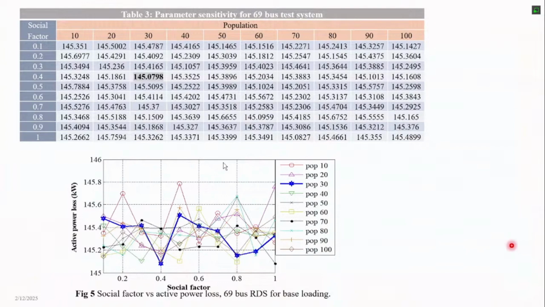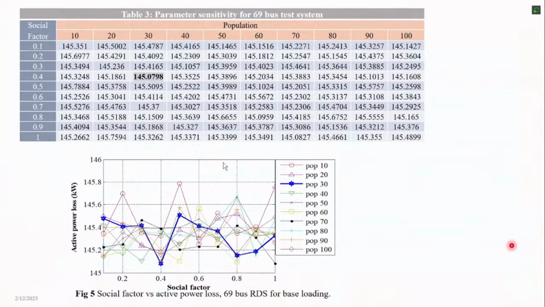The population we vary over the range 10 to 100. Then we may see that the best combination we get is when our social factor is 0.4 with a population of 30. If we increase the population size, we may see some problem in terms of convergence time. The convergence becomes slightly slower because the population is higher, so each iteration will take more time.